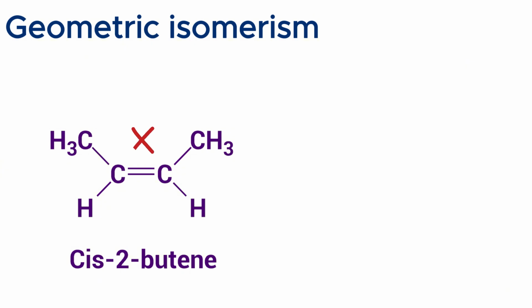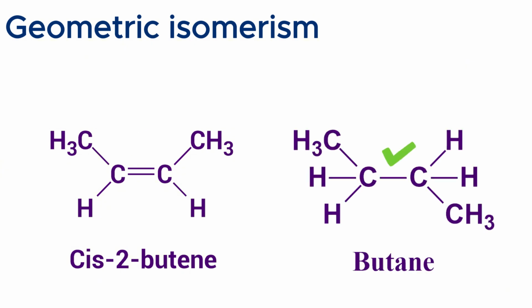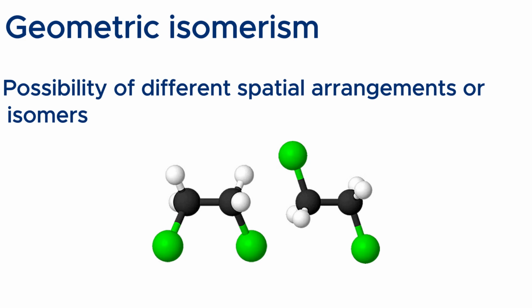Well, double bonds restrict the rotation of atoms. Unlike single bonds where atoms can rotate freely, double bonds lock the atoms in place. This restriction leads to the possibility of different spatial arrangements, or isomers.